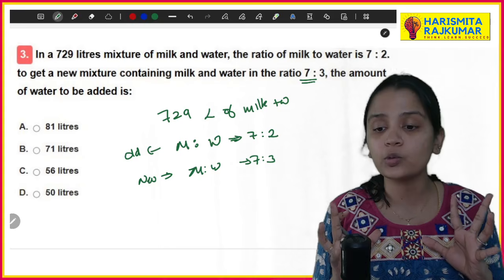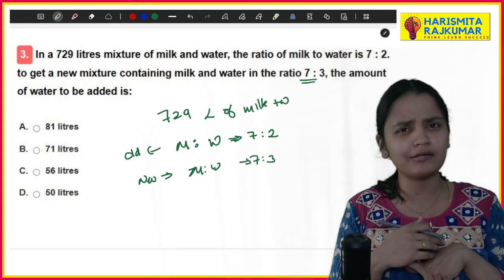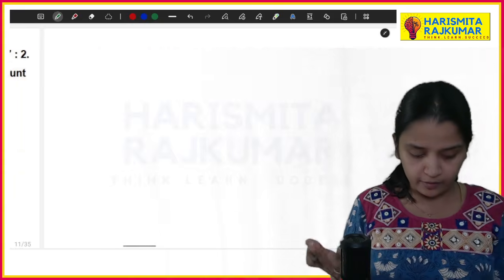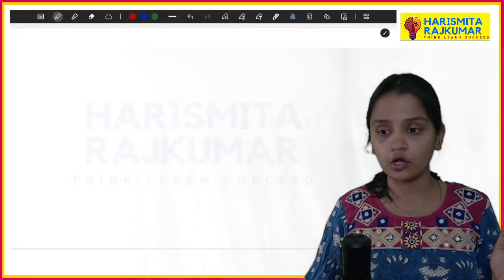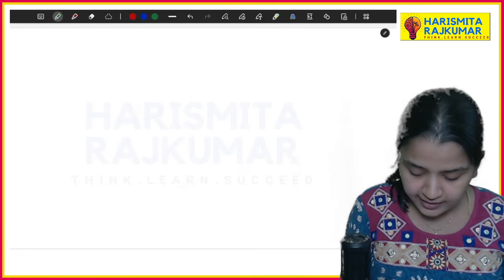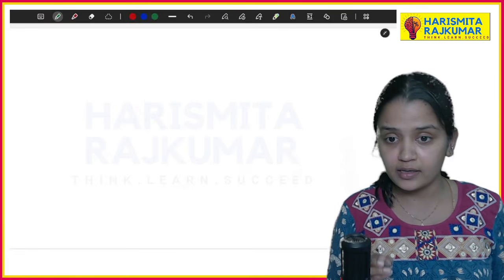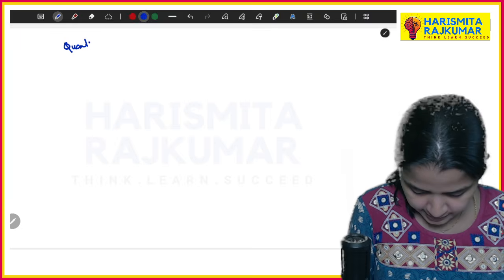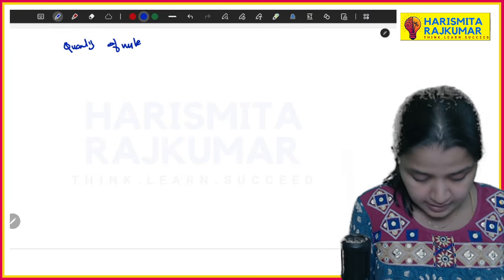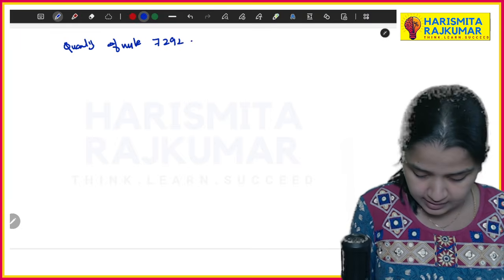I will do this with the formula we have already used in the previous questions. That one only we are supposed to follow. Now let us find the quantity of milk in 729 liters of mixture.